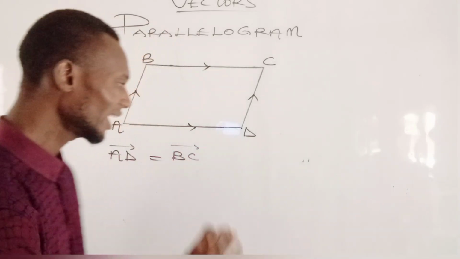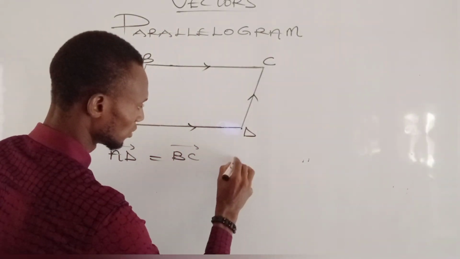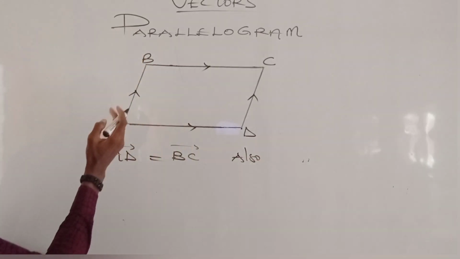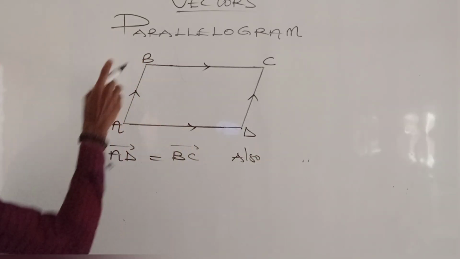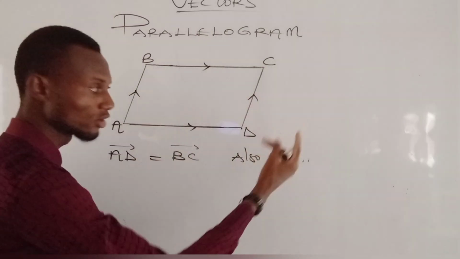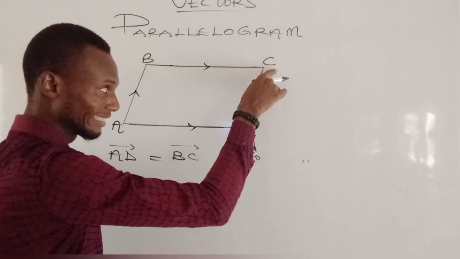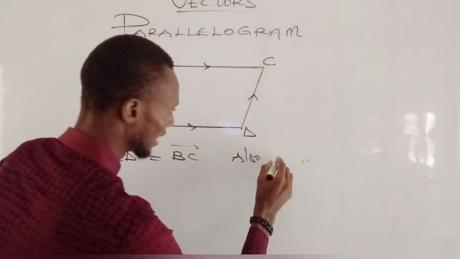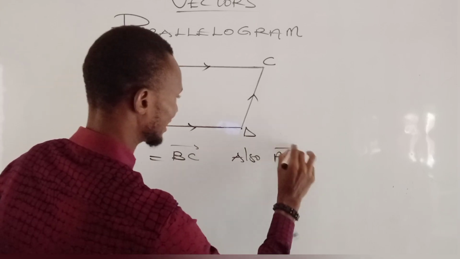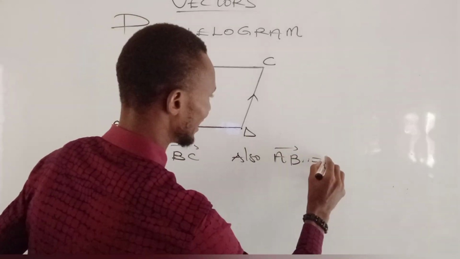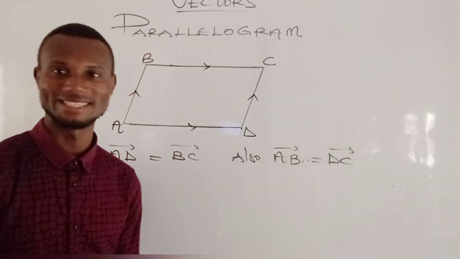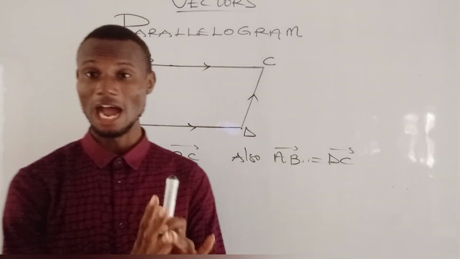Also, let me write, we can have that my AB, which is this side of the parallelogram, the vector AB, is equal to the vector DC, this side of the parallelogram. So we can also have that vector AB is equal to the vector DC. I hope you understand and you agree with me up to this point.